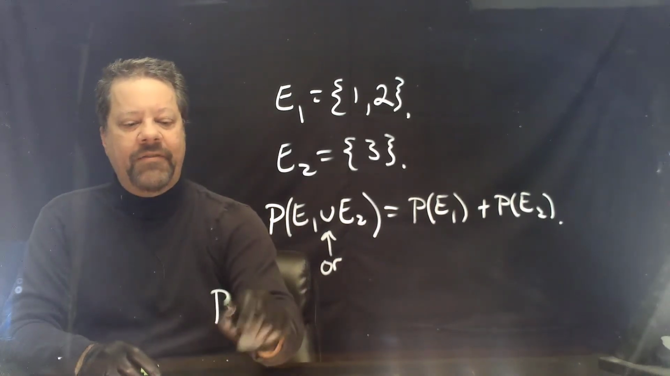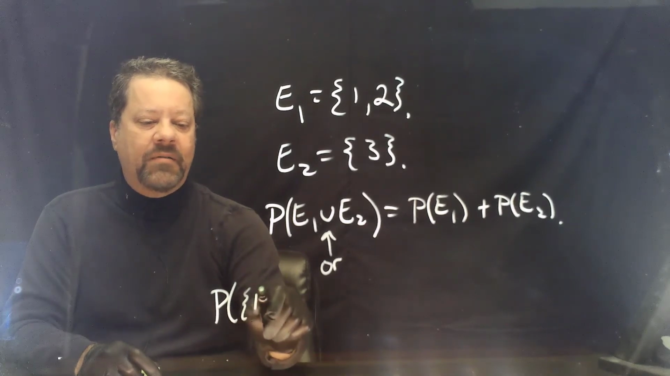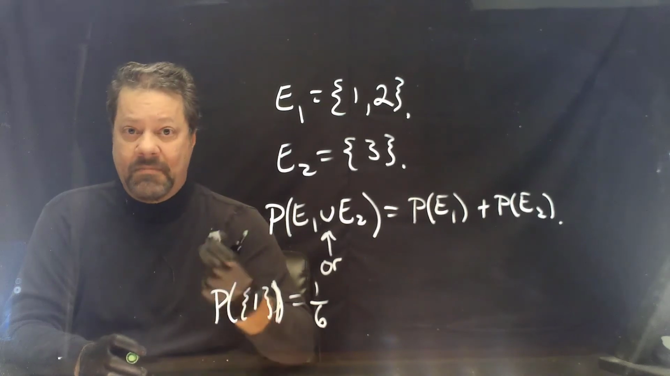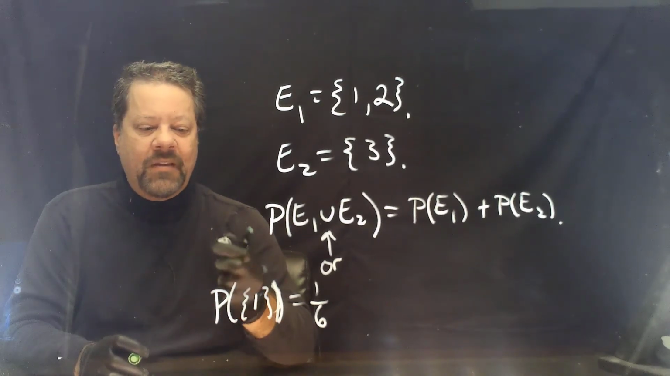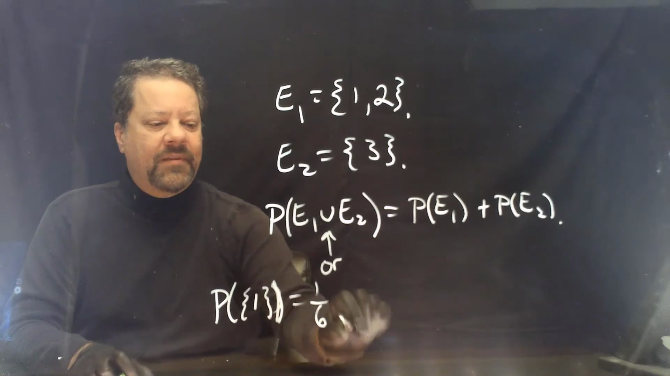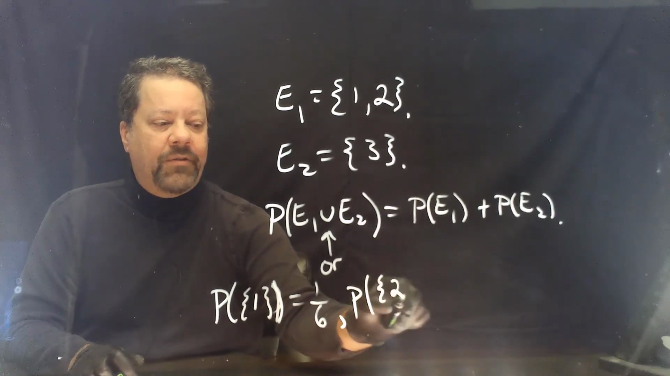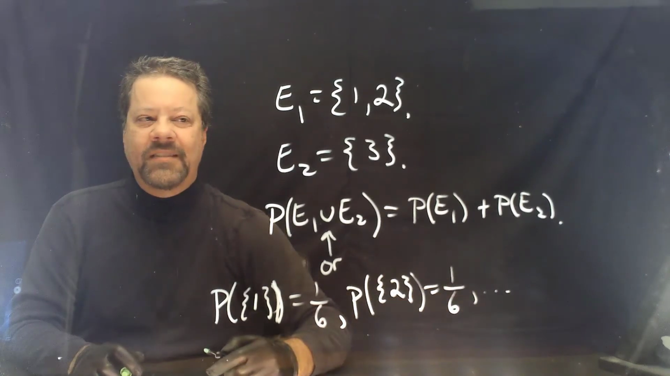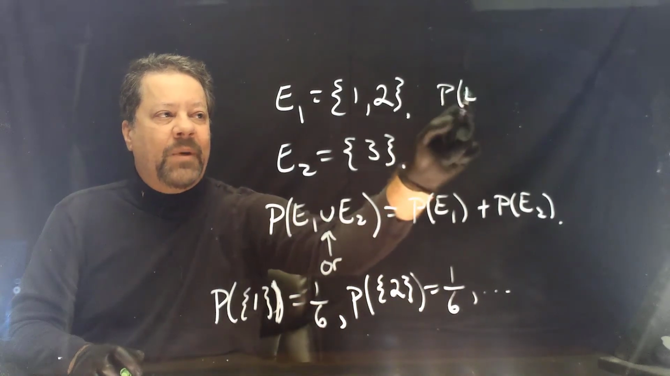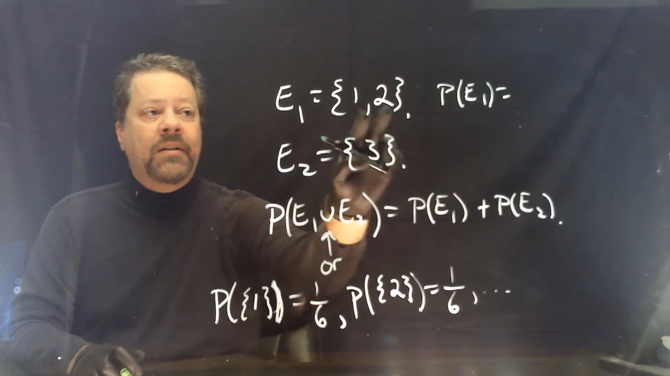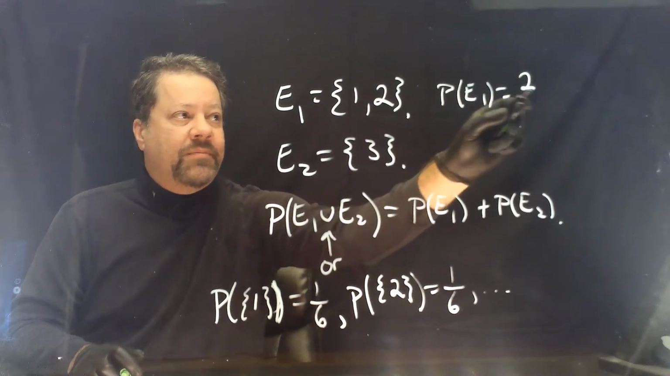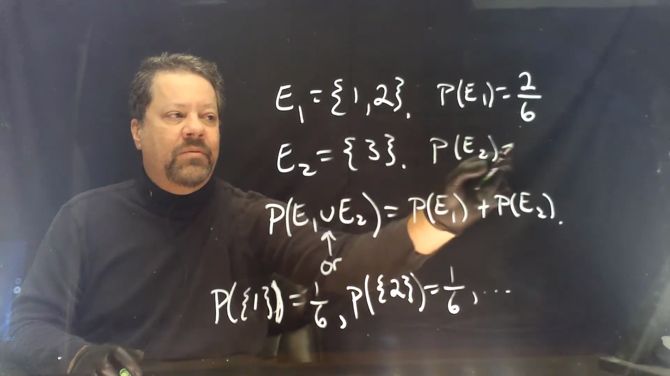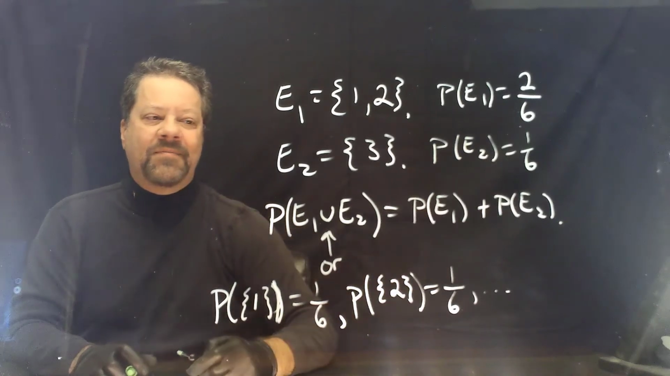Notice that the probability of getting any single number for a fair die will be 1 in 6. There are 6 possible outcomes for the roll of a fair die. The probability of rolling a 2 is 1 in 6, and so on. The probability of event 1 here will be 2 out of 6.